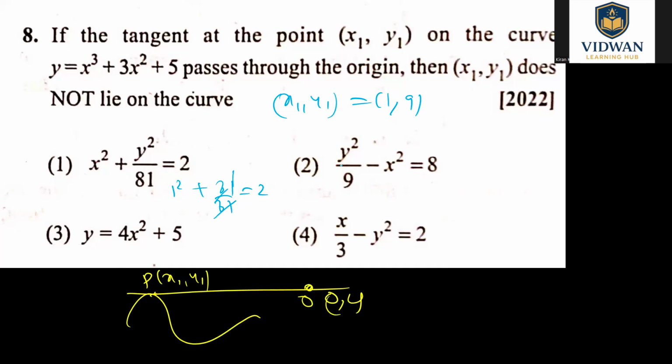If we substitute 9 here, 9 square by 9 minus 1 square equal to 8, it will satisfy this also. Then here y is 9, 4x square plus 5. This is also satisfying. The only thing which doesn't satisfy would be this one, because x by 3 would be 1 by 3, y square is 9, not equal to 2. So except this, (x1, y1) satisfies all the three other curves. So the fourth option is the answer, because they said it does not lie on which curve. So option 4 is the answer.